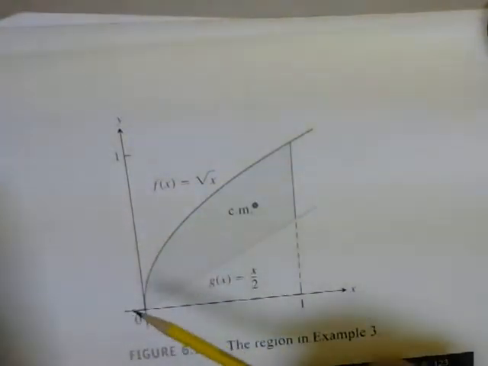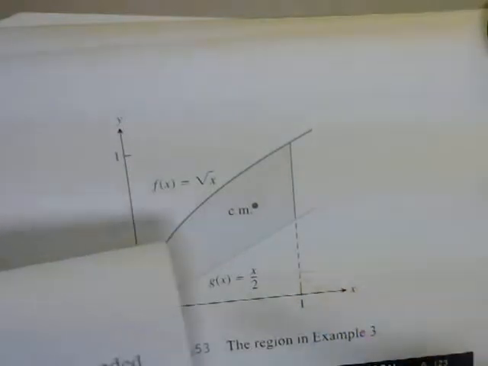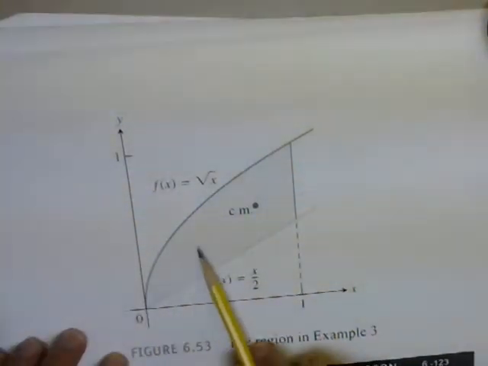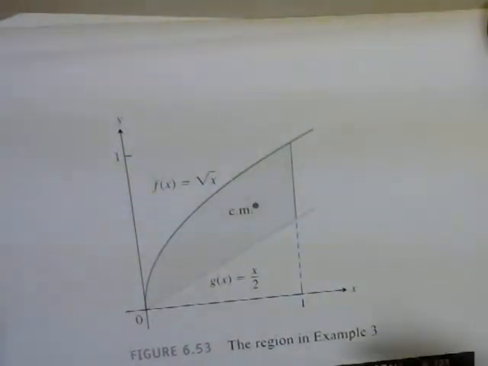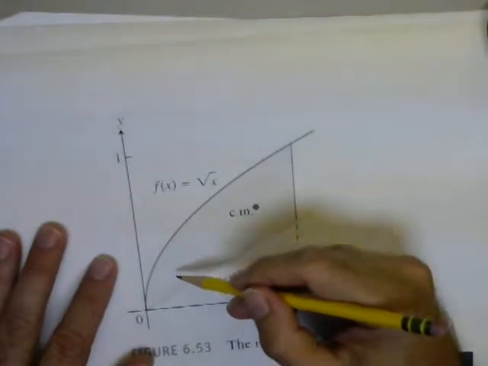So when x is 0, the density is 0. When we go to 1, the density will be 1 squared, or 1. So the density goes from 0 on this end to 1. I don't know if the thickness is changing necessarily or not. We're assuming that it's not. But the object is heavier on this end than it is on this end.